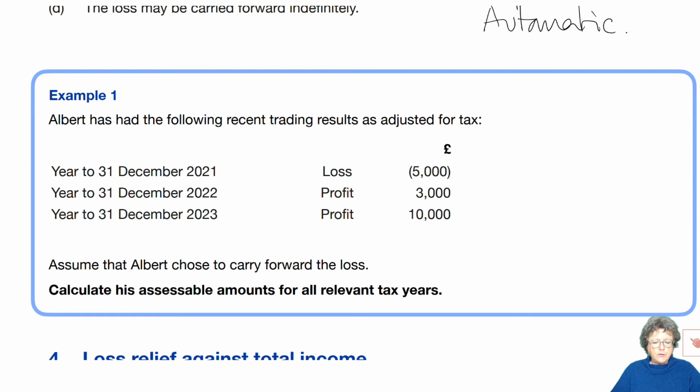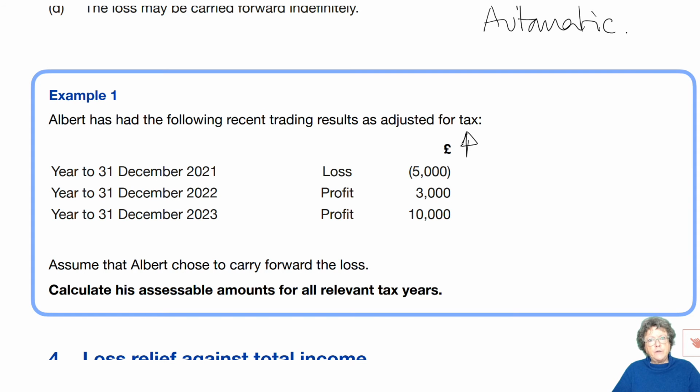In the year to December 2022, he made a profit, and in 23 he made a profit. Assume that Albert chose to carry forward the loss. Quite often in an exam question, obviously this is quite a simple question, and it is tested in exams because it's a difficult topic, the question will hint as to how and when and what you should do.